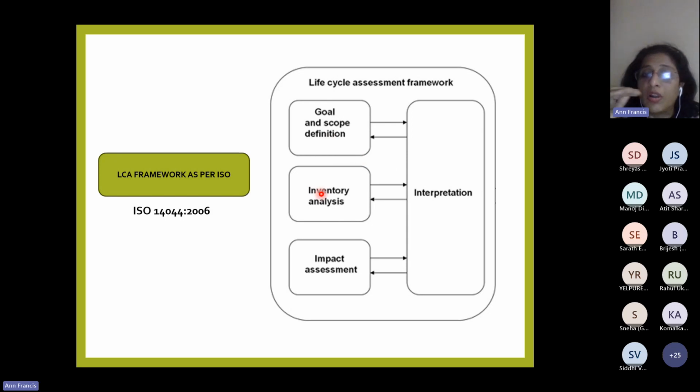But again, all of these inventory phases are just telling you there are certain sets of inputs, some outputs in terms of some gases. What is the impact of these gases, or what is the impact of each of these emissions? What is the problem if some benzene or some lead is being released to the water? What is the exact issue associated with it? That comes in the phase of impact assessment.